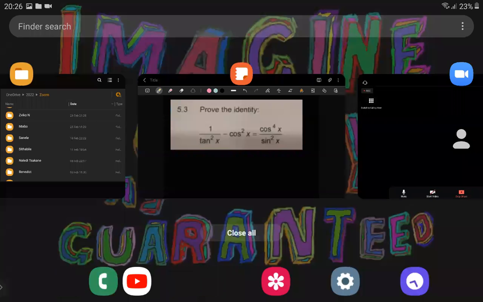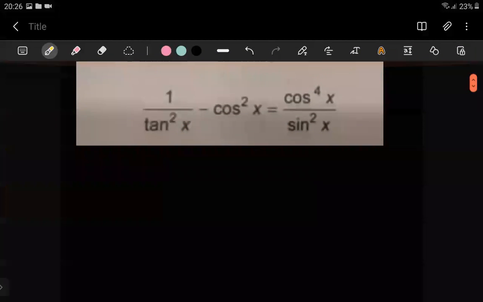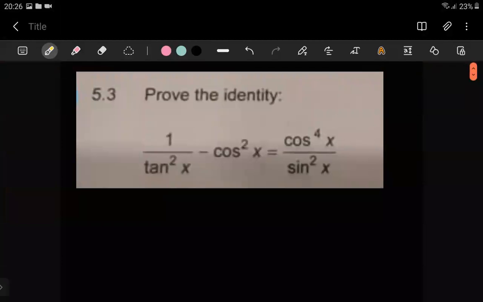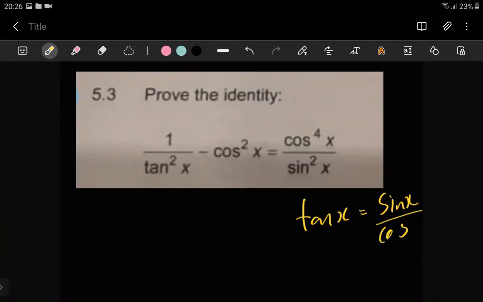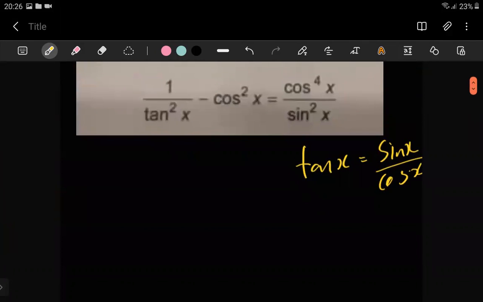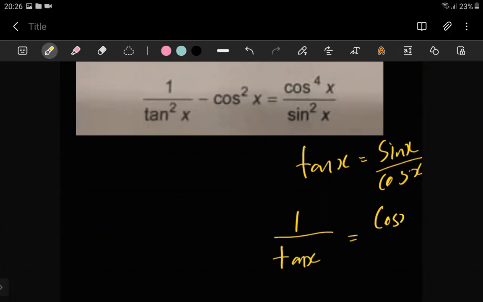So if you have, let's say, 1 over tan x, firstly we know that tan x can be written as sine x over cos x. The fortunate thing is if this tan x is under a 1, 1 over tan x can be written as cos x over sine x. That's like a fact. So you flip it, okay.